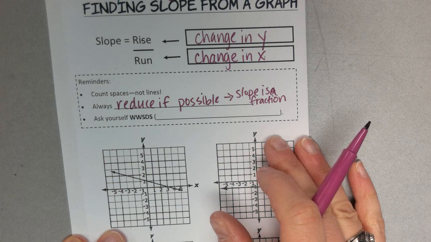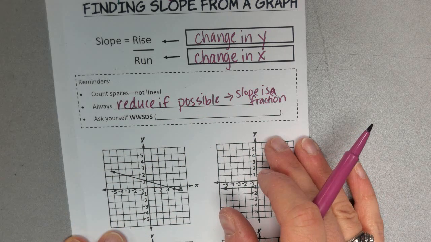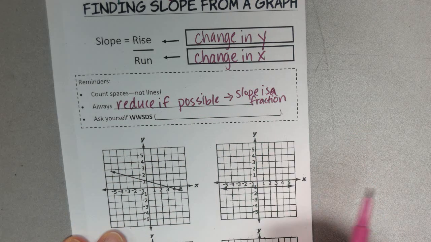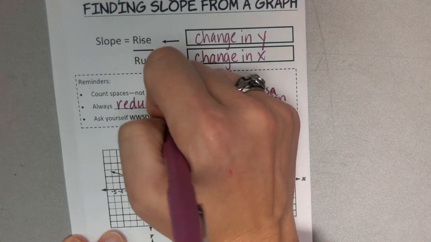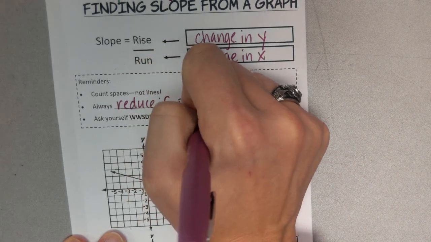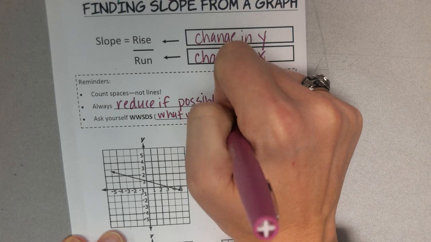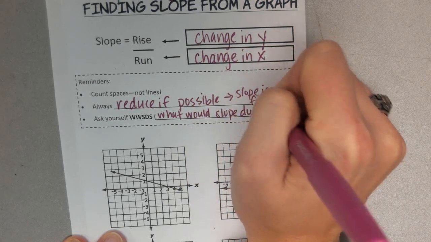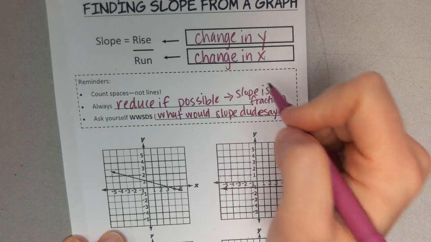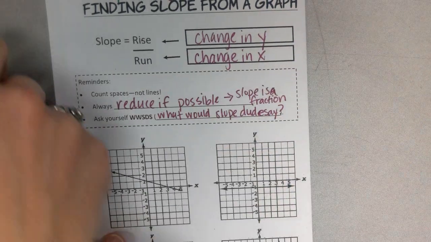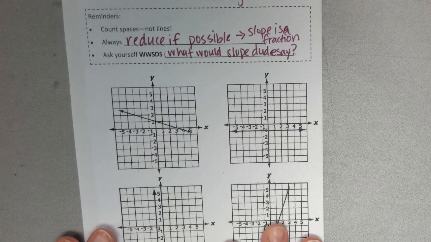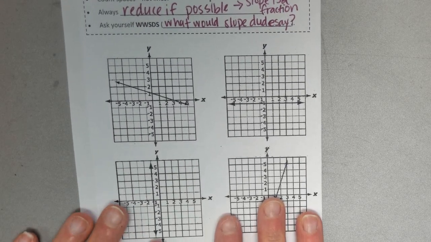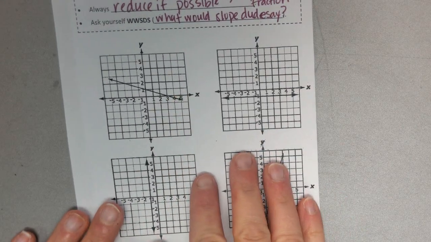The slope is a fraction, and you ask yourself, WWSDS, okay, from our video today, what would slope dude say? What would slope dude say? So remember slope dude today. So let's look at this. The change in the y over the change in the x.